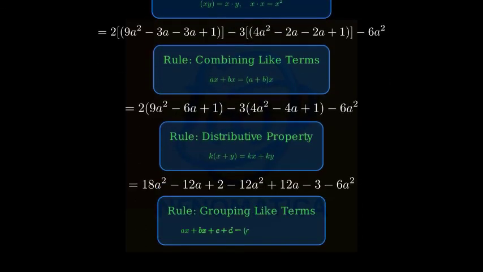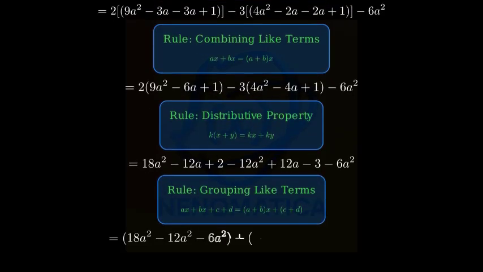Now, we'll rearrange and group like terms to simplify the expression further. We'll group all a squared terms, all a terms, and all constant terms. This gives us 18a squared minus 12a squared minus 6a squared, plus negative 12a plus 12a, plus 2 minus 3. Finally, we'll combine all like terms to reach our simplified answer.